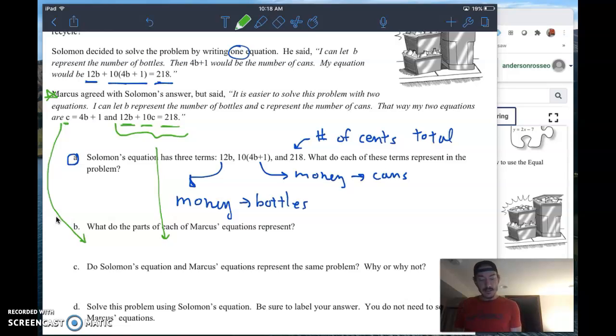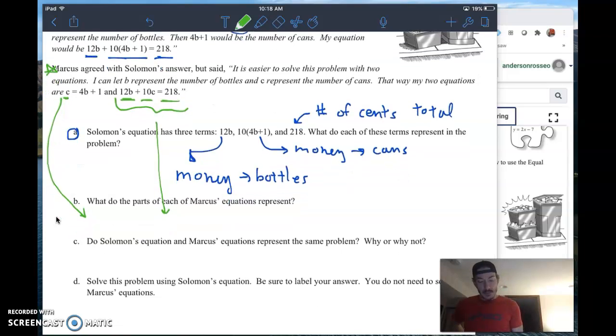So effectively, they have some very similar approaches, and that hopefully should ring true and maybe give you a sense of security because they're both working on the exact same problem. Do Solomon's and Marcus's equations represent the same problem? Yes, of course they absolutely do.